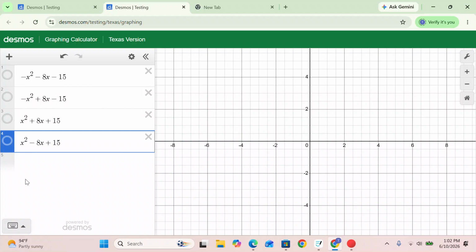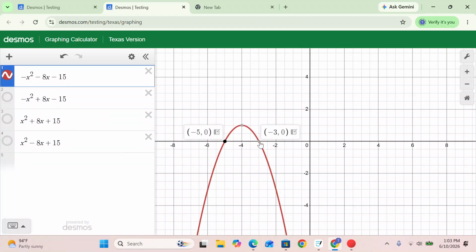I got all those colors disappeared, and I'm gonna check every single one at a time. This one is the one that I thought was the correct one. I'm going to check the x-intercept. It is -5 and it is -3. Yes, that is correct. And the vertex is -4, 1, and this is a minimum vertex, so that is correct.